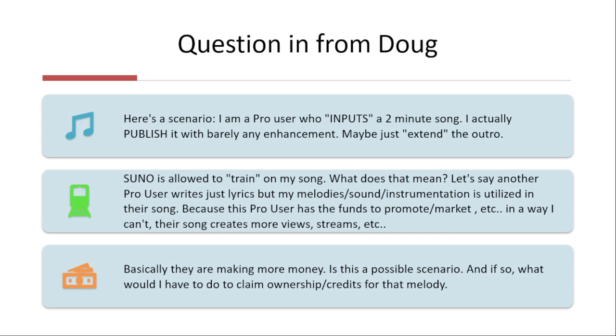So Suno is allowed to train on my song. Now you've got a clear idea of what that means. Doug says, let's say another pro user writes just lyrics, but my melodies, my sound, my instrumentation is utilized in their song. Because this pro user has the funds to promote or market, in a way I can't, their song creates more views, streams, and so on. Basically, they're making more money. Is this a possible scenario? And if so, what would I have to do to claim ownership credits for that melody?